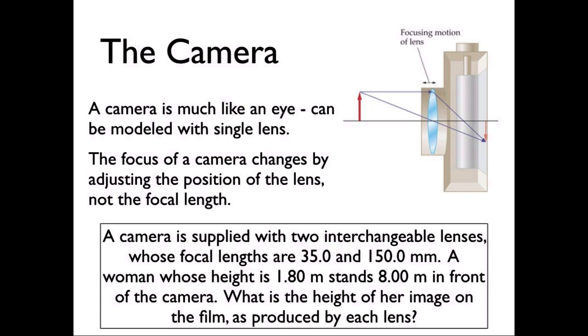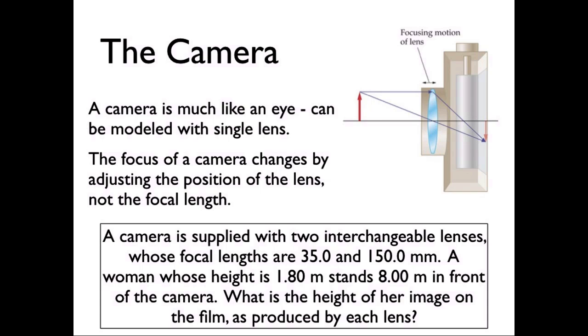But we can model a camera like a system with a single lens, which is much like the eye. But unlike the eye, which we talked about in the previous lecture, you don't change the focus by changing the focal length of that lens. This lens has a fixed focal length. Instead, you change the position of that lens relative to, well, used to be back in my day film, and now it's photo sensors there in the camera where the image is going to be produced.